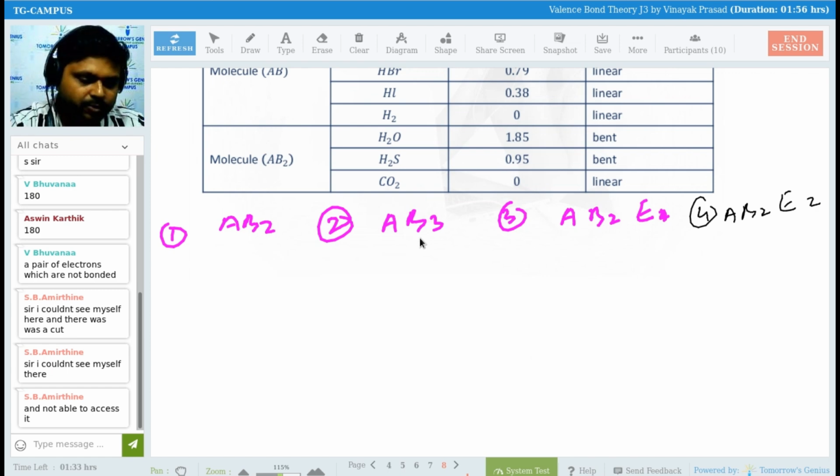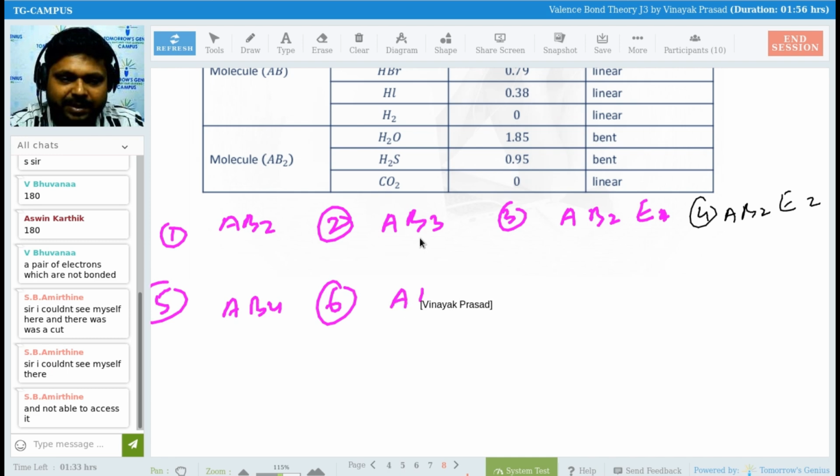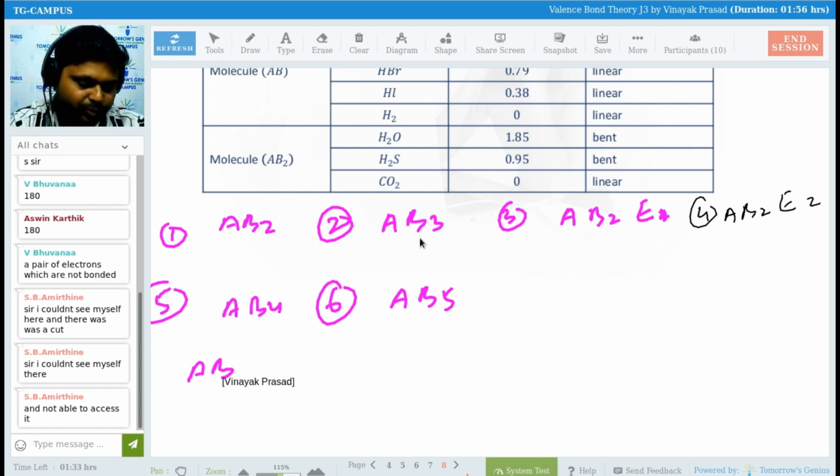Yes. Now one more will be there. What is this type? That is AB4 type. Let's suppose AB4 type will be there. Then AB5 can also be there, right? And in AB4 we can also write AB4E.